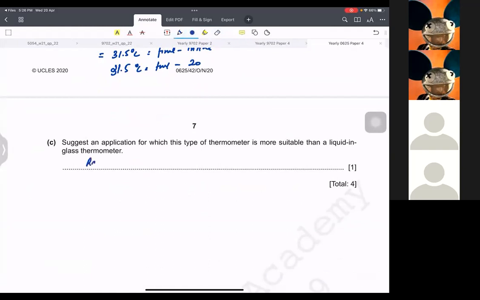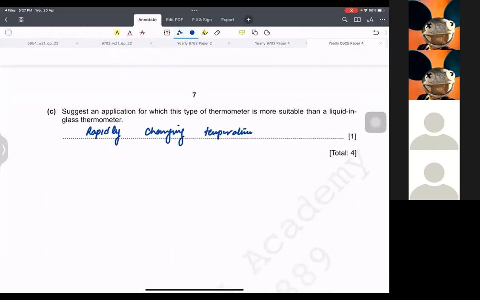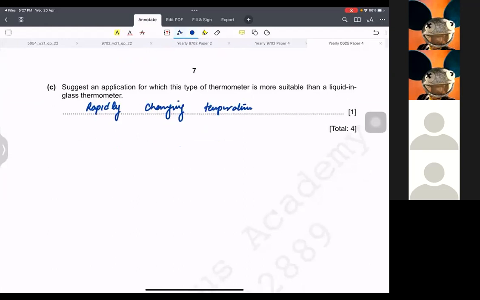Sir, can you say measuring the temperature of lava? Temperature of lava? Okay. Yes. But I don't think it's suitable for that, because lava has melted metal, it's very hot. This doesn't work in lava. Other thermometers can work, so don't try that, please. Rapidly changing temperature or involving higher or lower, you know, something like that.